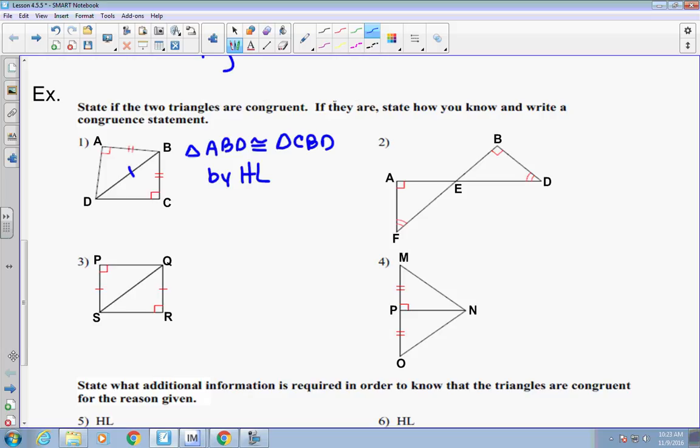Okay, what about number 2? Are these 2 triangles congruent? Why not? Because there's 2 angles. Yeah, and we could prove the 3rd angle too, couldn't we? But that's still not going to help us, is it? Because having angles that are the same doesn't prove congruence. So this one is not possible.